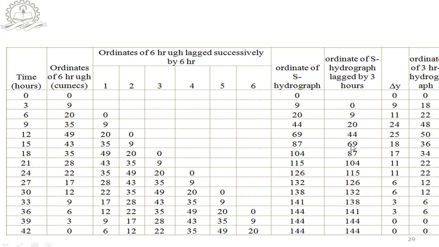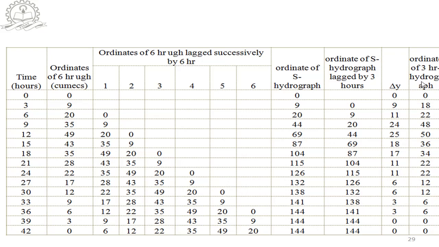So this represents the 3-hour lag. Then you have to take the difference, which represents delta y. That is this column minus the 3-hour lag. Okay, so next one is the ordinate of the 3-hour unit hydrograph.